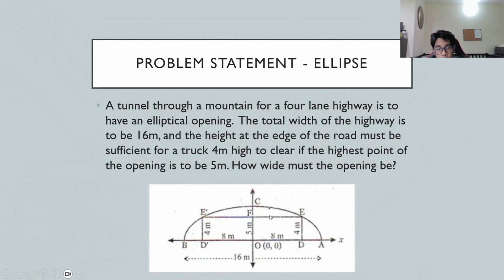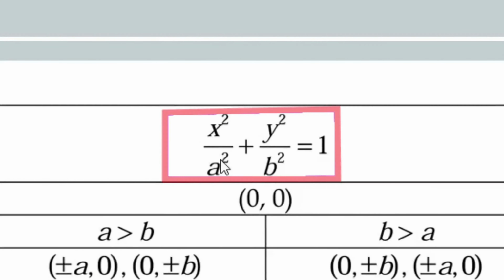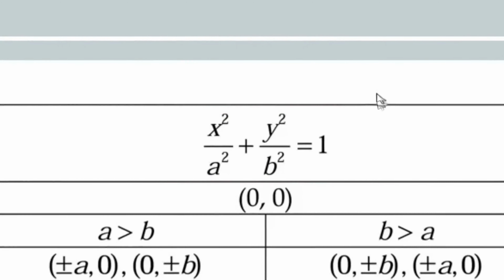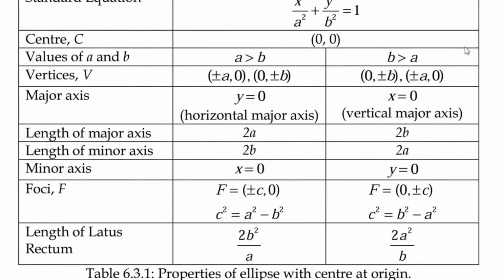Okay, so first of all, to answer these questions, we need to know the equations for this question. And the equation for an ellipse is x squared over a squared plus y squared over b squared equals 1. And then there are different options down here, where a is bigger than b or b is bigger than a. And you can use these formulas for ellipse questions.